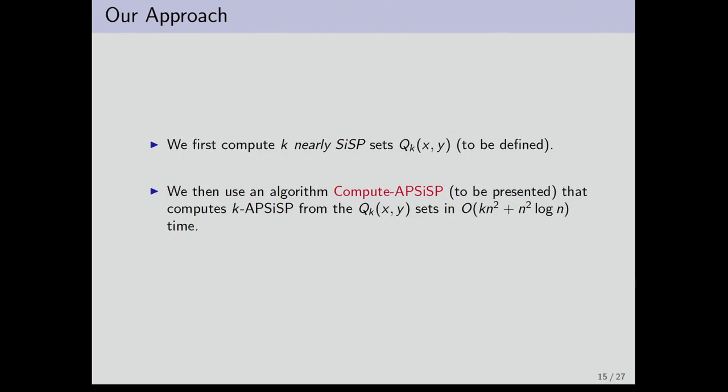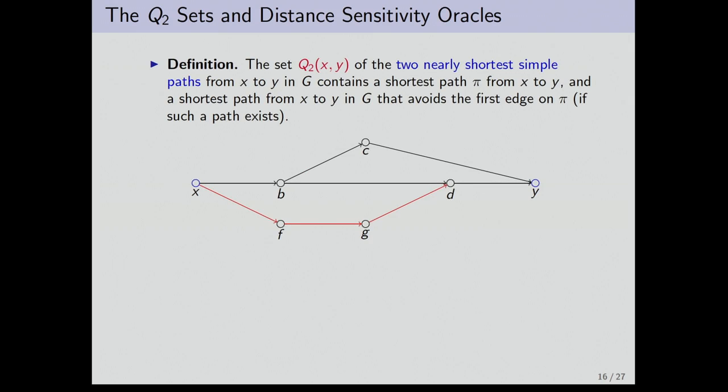So what we do is we have a two-phase approach. We first compute a collection of sets called K nearly SISP sets. Now what we want to find are the exact KSISP sets for every pair xy. We define this quantity, the K nearly SISP sets, and then we give a general algorithm, compute API, a very efficient algorithm, that if you have the nearly SISP sets, you can actually compute the exact answer pretty efficiently in kn squared plus n squared log n time. Okay, so I'll define the Qk sets first for Q2 and then for the general K.